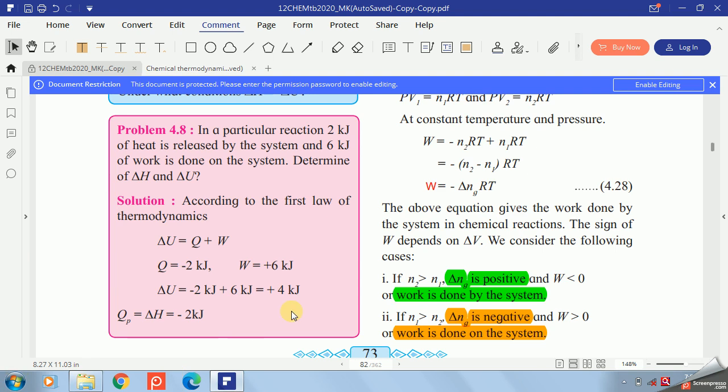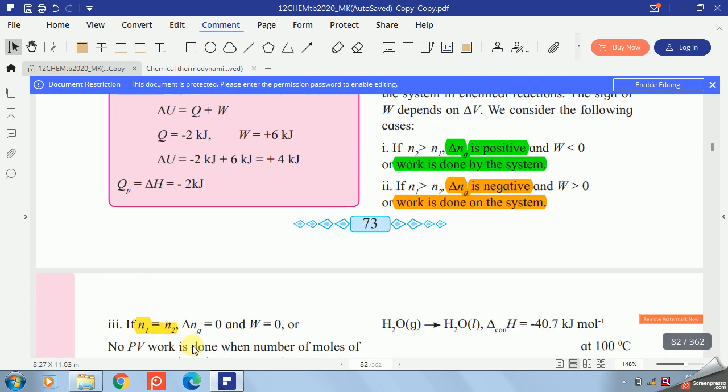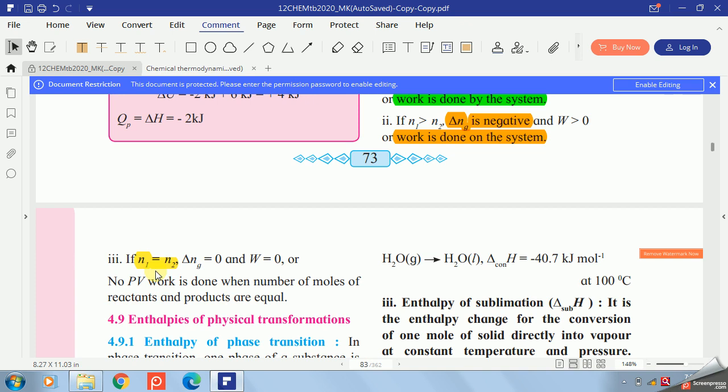So consider the following cases. If N2 is greater than N1, then delta Ng is positive. If delta Ng is positive, W is negative, which means work is done by the system. If N2 is less than N1, then this bracket value is negative, and W becomes positive, greater than zero, so work is done on the system. If W is positive, work is done on the system. And in the third case, if both numbers of moles are equal, then delta Ng is zero, and in that case W is also zero. So no PV type of work is obtained when the number of moles of reactants and products are equal. Thank you.